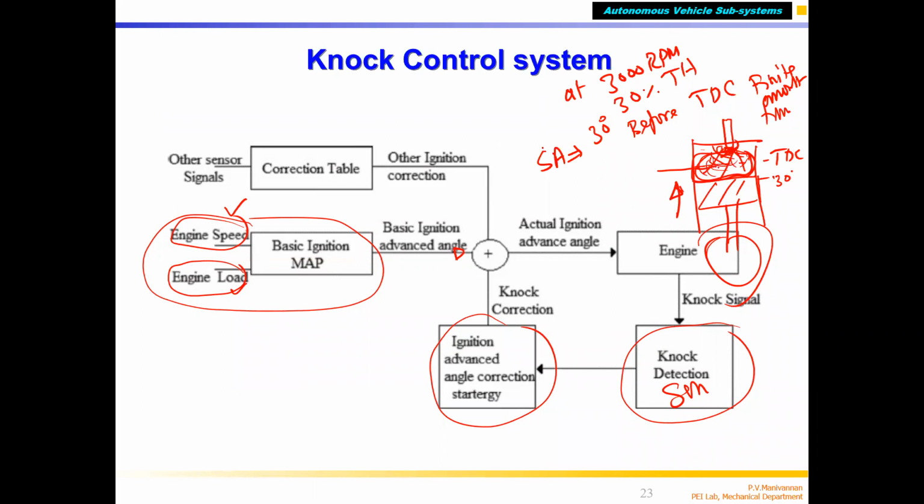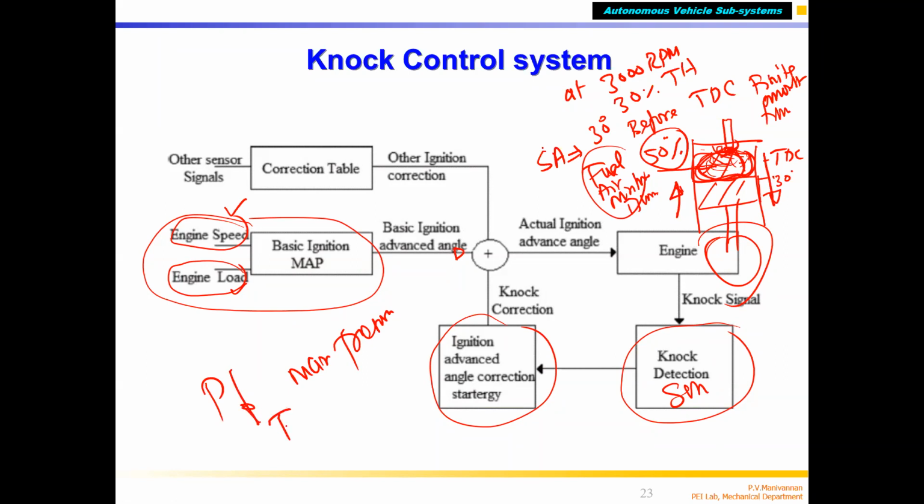At this position, at least 50% of the fuel-air mixture should be burned. That is the rule. If 50% of the fuel-air mixture is burned, you will get maximum pressure. More pressure means more torque, because it is pushing down. So the engine develops maximum torque.